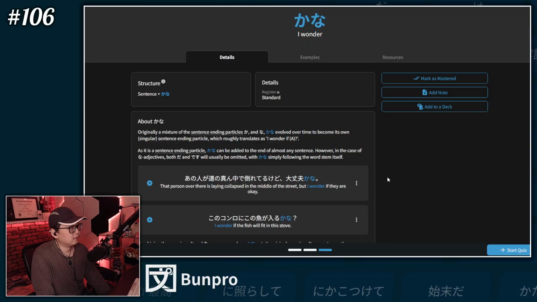Anyways, originally a mixture of the sentence ending particle ka, I'm not surprised, and na, yeah, I'm not surprised. Kana evolved over time to become its own singular sentence ending particle, which roughly translates as I wonder if, or just simply yeah, huh, really, I see, okay, that type of thing. I usually say curious or omoshiroi, interesting.